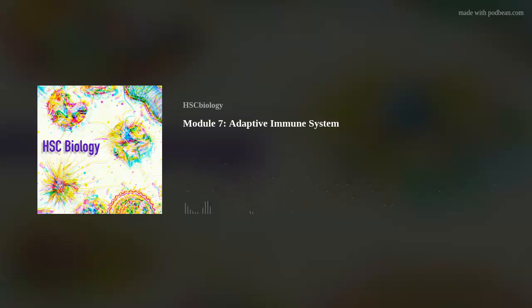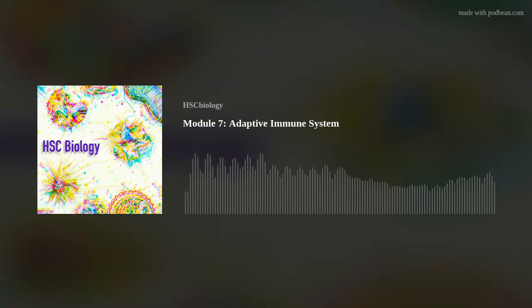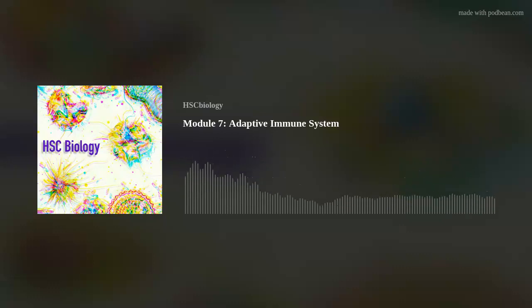Now the last one is called opsonization. And this is basically where I like to explain it like the Y-shaped molecule attached to the pathogen is waving a big flag saying, please come and get me. Come and destroy this thing I'm attached to.